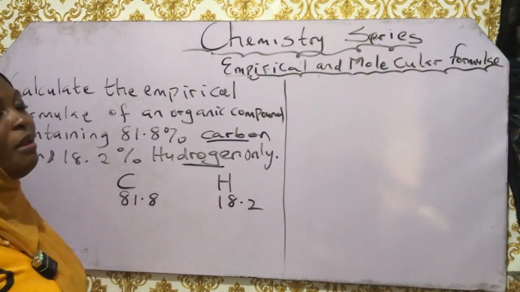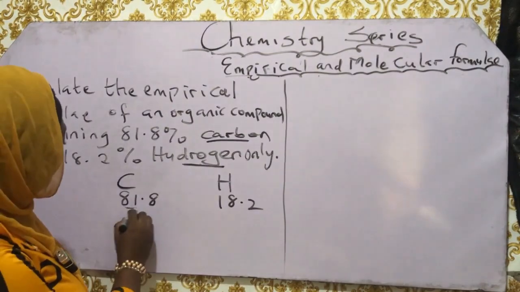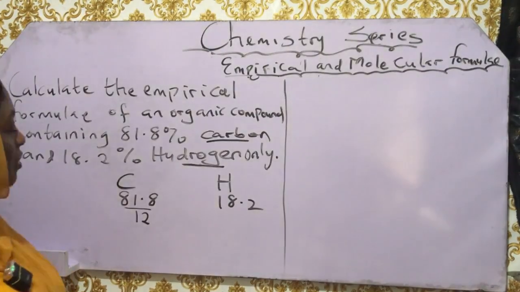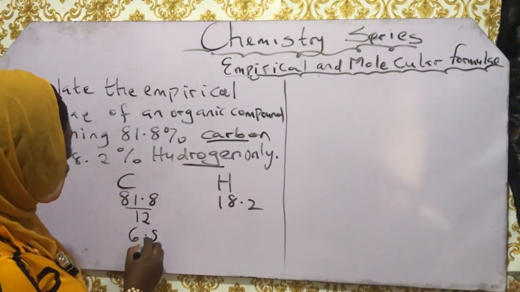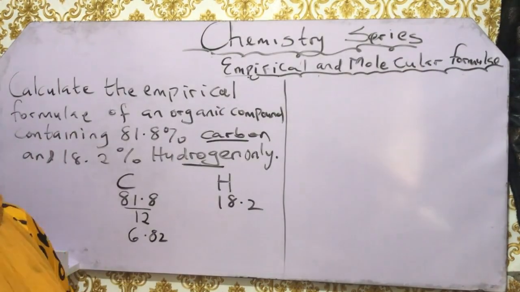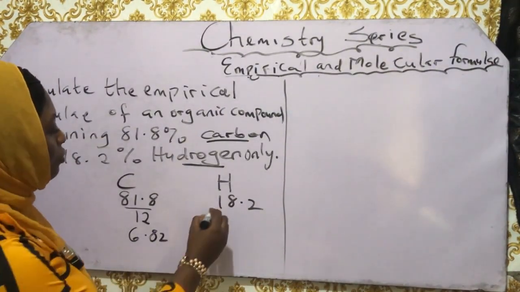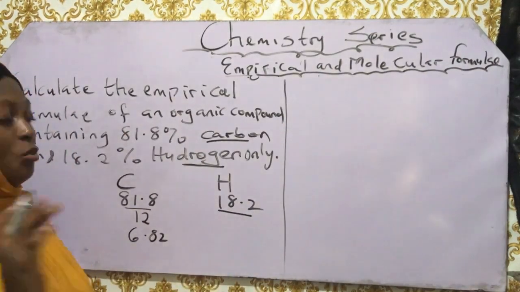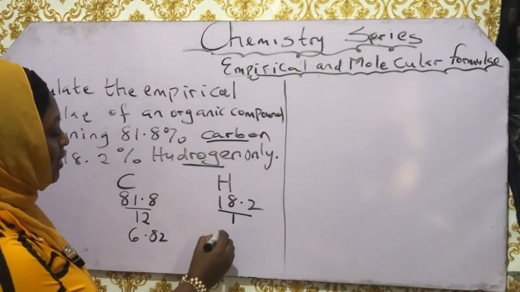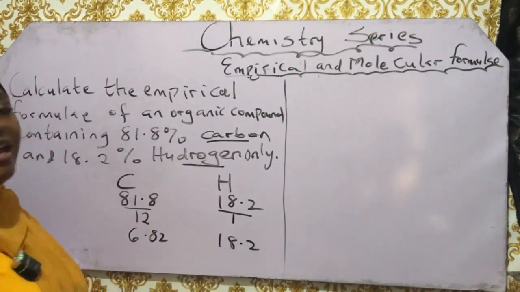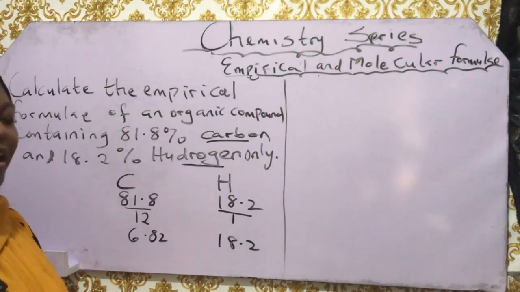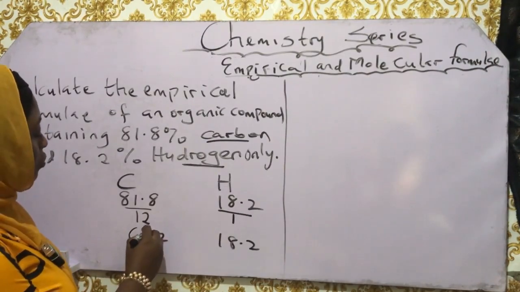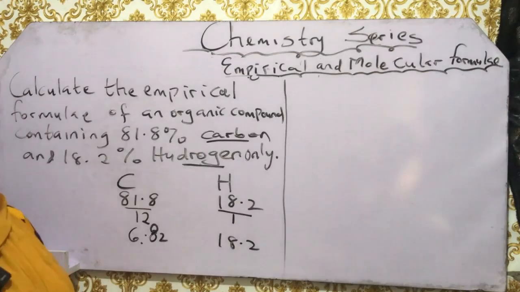So the relative atomic mass of carbon is 12. So 81.8 divided by 12 gives 6.82 when you input it into the calculator. And 18.2 divided by the relative atomic mass of hydrogen. The relative atomic mass of hydrogen is 1. So you have 18.2. Now the next step is to divide through by the smallest mole, 6.82 and 18.2. Of course, we know 6.82 is the smallest.